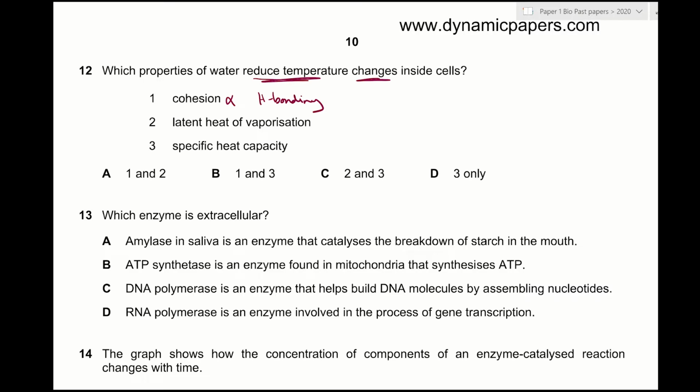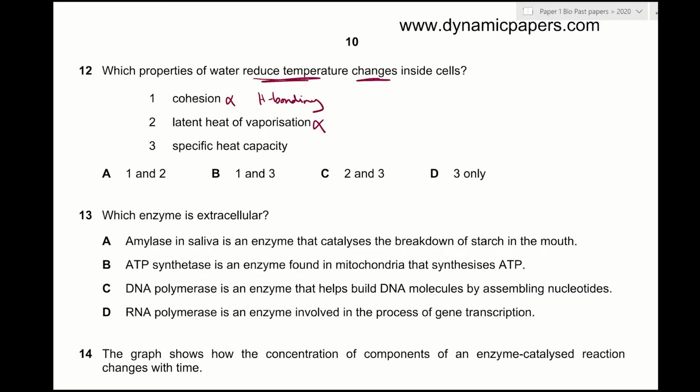2. Latent heat of vaporization. For those who don't know, latent heat of vaporization is the energy required for water to evaporate. Now, as we all know, water does not evaporate inside of cells, therefore this is incorrect. This is not needed, and this does not contribute to reducing temperature changes inside cells.